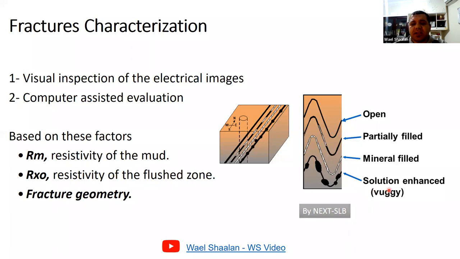And there is another category, usually dominant in carbonate. We call it solution enhanced or vuggy fractures, which are like mechanical fractures, and then by the action of fluids, maybe underwent some diagenetic processes that make some dissolution in some parts of these fractures. That's why we call it solution enhanced, underwent some disintegration, or vuggy, or some people also call it vugular fractures.